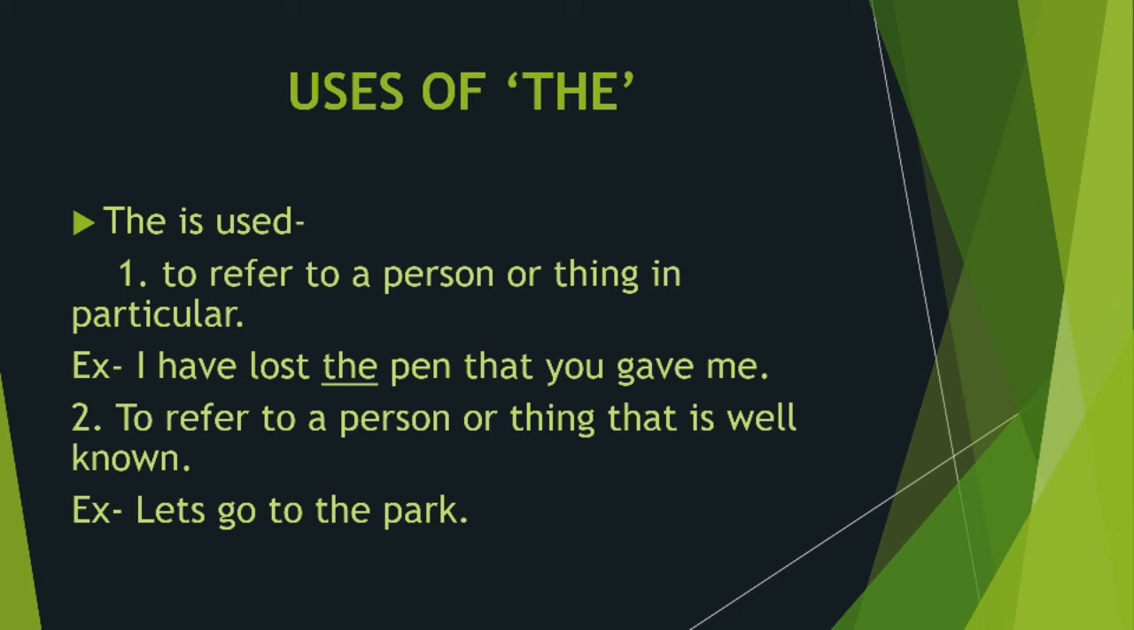Okay? To refer to a person or thing that is well known. कोई ऐसी चीज़ या place जो well known है. That means जिसको आप वो बोल रहे हो, वो उस चीज़ को जानते हैं. Like let's go to the park. हम park चलते हैं. So the park must be common. That means उस park के बारे में जिसको आप बोल रहे हो उनको भी पता होगा. Okay, so it's well known park. So let's go to the park.